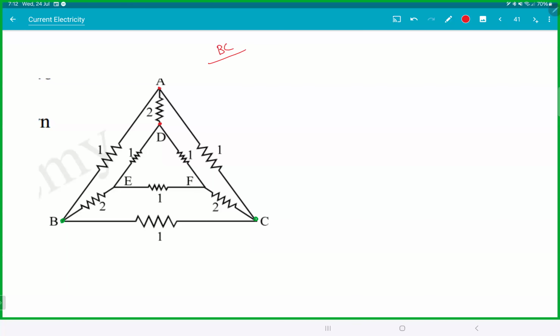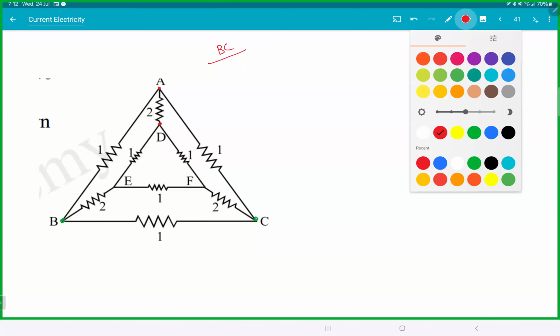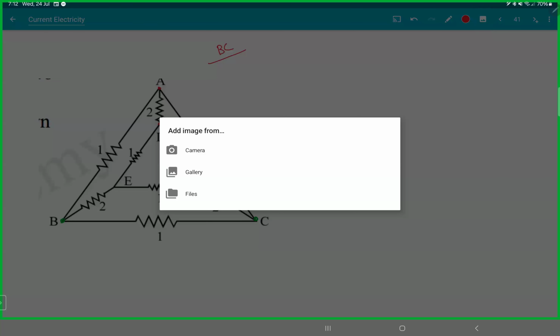BC. So people are saying 7/12. Yeah, that looks right, I guess. Let's see. I don't remember the answer for this, but yeah, 3 people got 7/12. Maybe right.